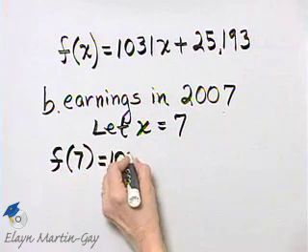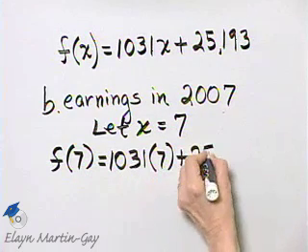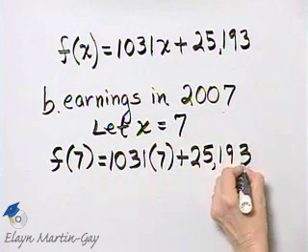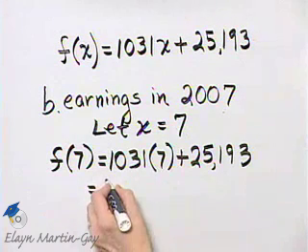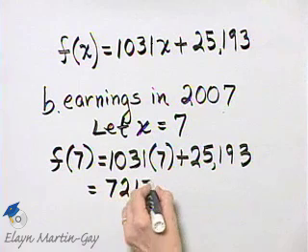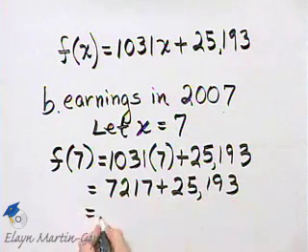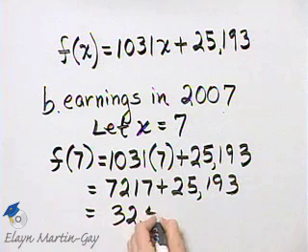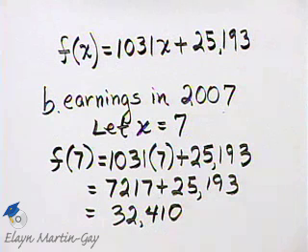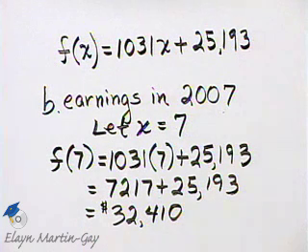And so that's 1,031 times 7 plus 25,193. And 1,031 times 7, that is 7,217, plus the 25,193. And if you find that sum, you will find that it is 32,410. So that's the earnings in the year 2007. Now let's move on to part C.